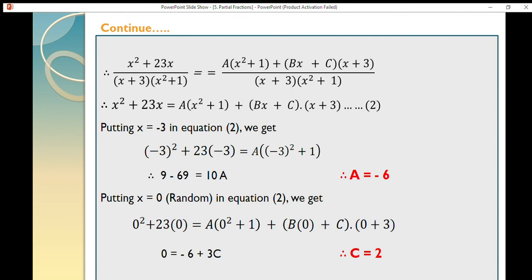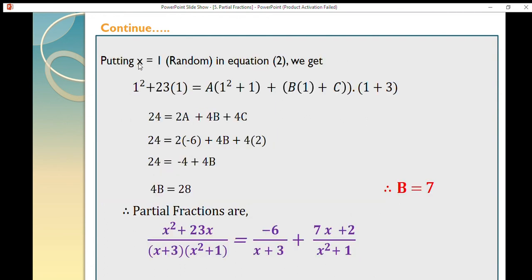Now to calculate b, again we have to consider a random value. Now let's take x is equal to 1. So after taking x is equal to 1, substitute that value again in the whole equation number 2. This is the calculation there for equation number 2. Replace each and every x by 1. So this is your x square plus 23x, x square plus 1, bx plus c, x plus 3. Okay, so we have substituted x is equal to 1 everywhere in the second equation. So after simplification, left hand side is 24. This is 2a, (b plus c) into 4. So 4b plus 4c. That way you have to write.